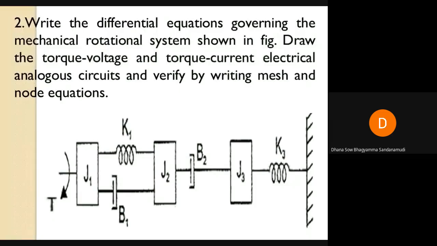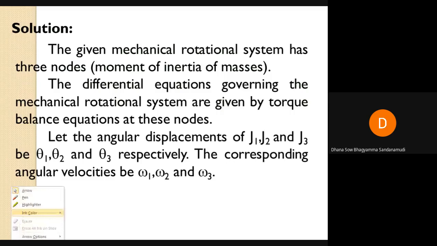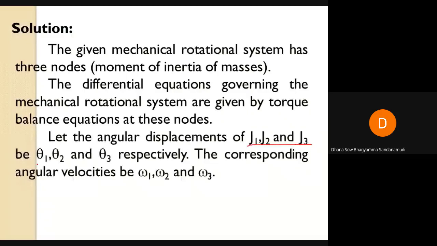If I want to draw the free body diagram, I can draw it like this at node 1, at J1. Angular displacement at J1 is theta 1, at J2 is theta 2, and at J3 is theta 3. Angular velocities are omega 1, omega 2 and omega 3. So these are the nodes, these are the displacements and these are the velocities.